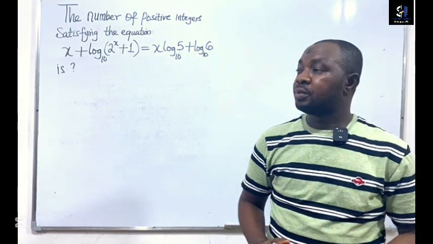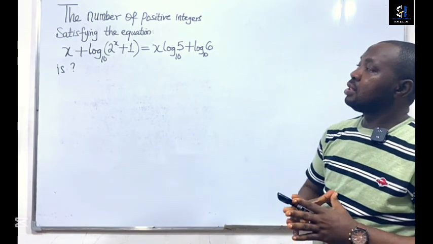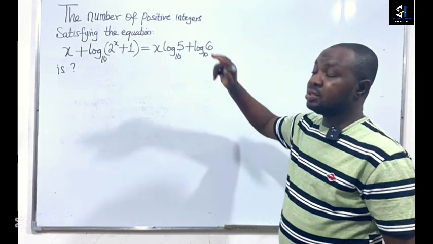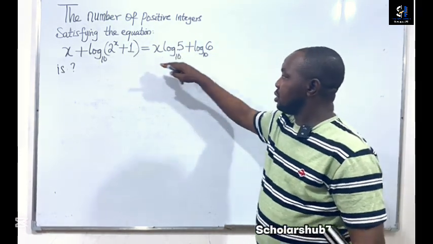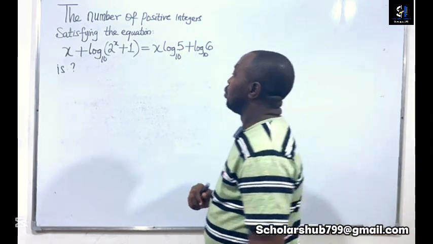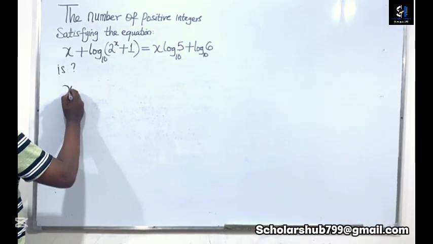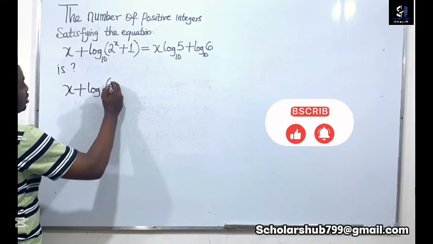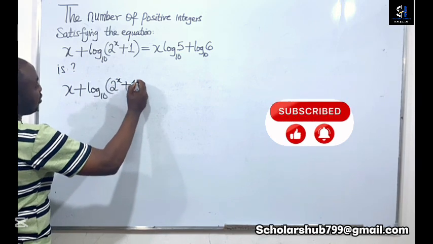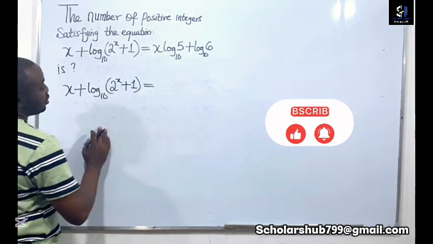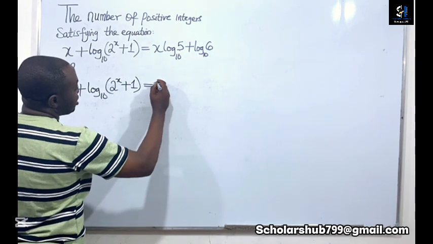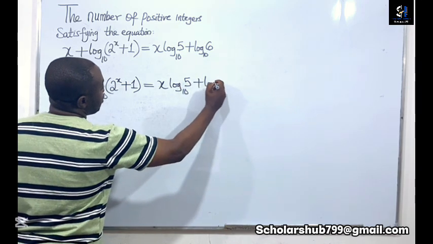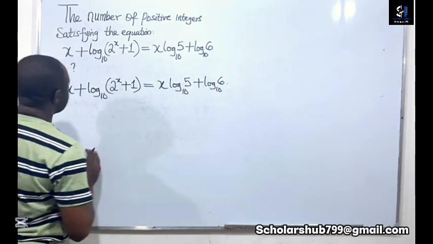Welcome to another video. Our task in this JEE math exam question is to find the number of positive integers satisfying the given equation. On the left hand side is x plus log to base 10 of (2 raised to the power of x plus 1). Then the right hand side is x log to base 10 of 5 plus log to base 10 of 6.